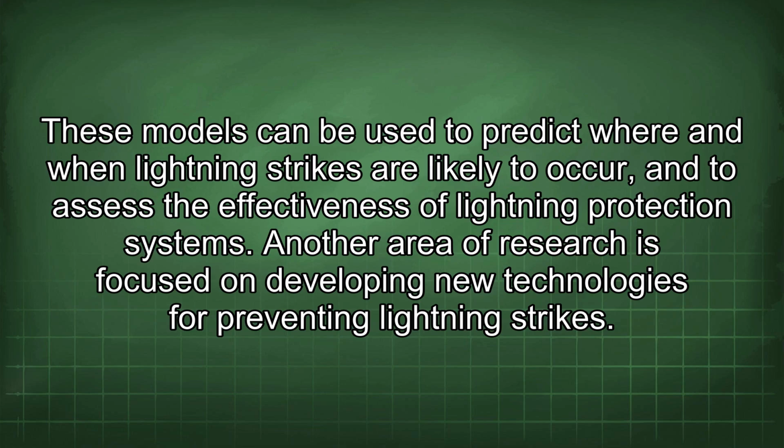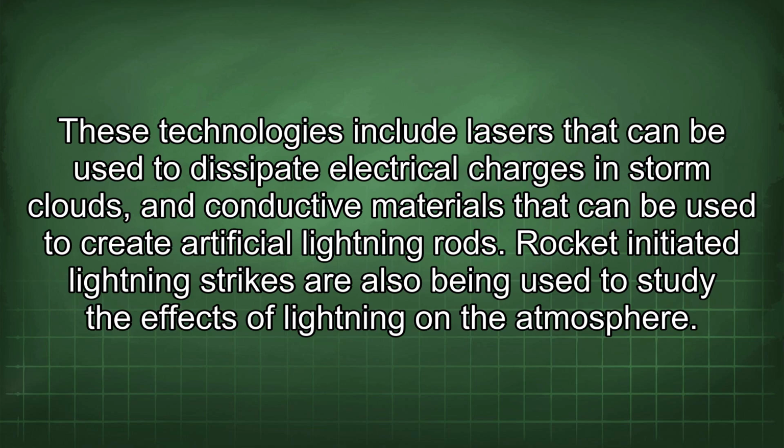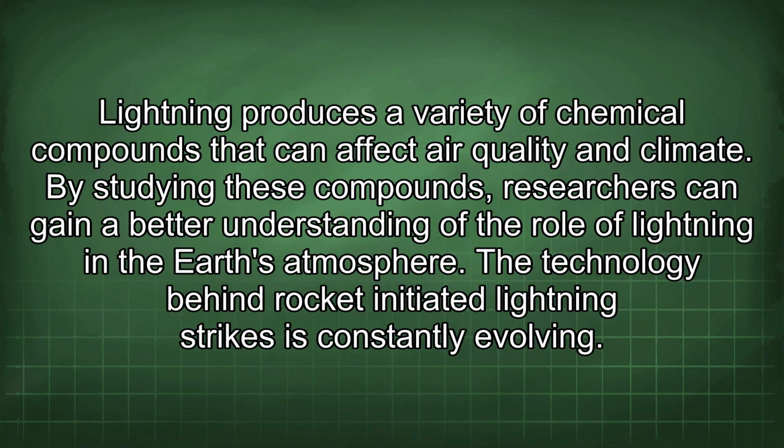Another area of research is focused on developing new technologies for preventing lightning strikes. These technologies include lasers that can be used to dissipate electrical charges in storm clouds, and conductive materials that can be used to create artificial lightning rods. Rocket-initiated lightning strikes are also being used to study the effects of lightning on the atmosphere. Lightning produces a variety of chemical compounds that can affect air quality and climate. By studying these compounds, researchers can gain a better understanding of the role of lightning in the Earth's atmosphere.